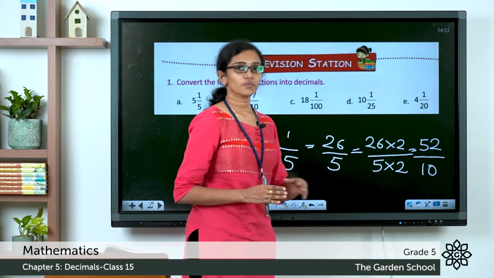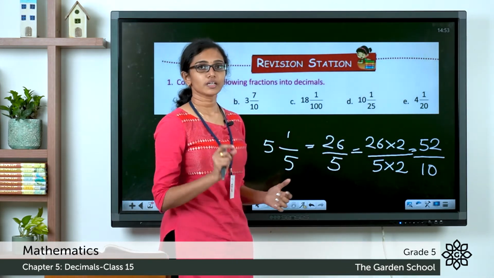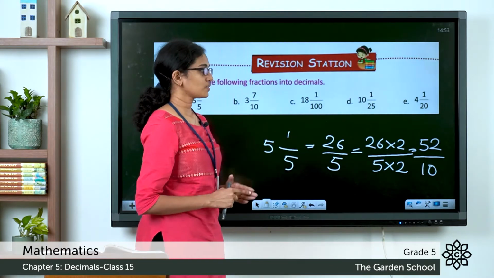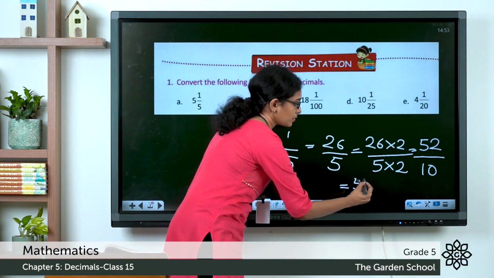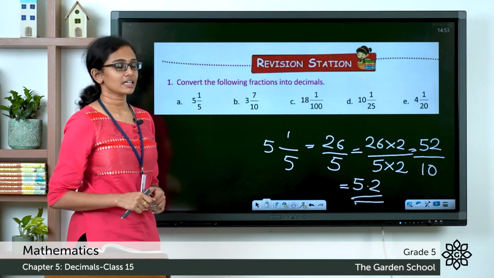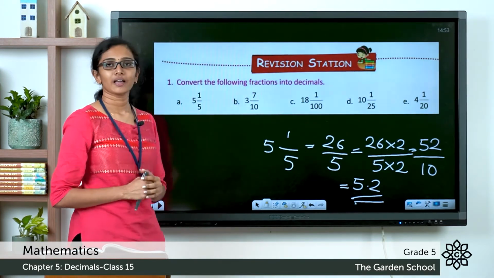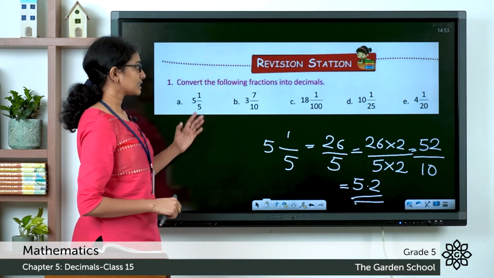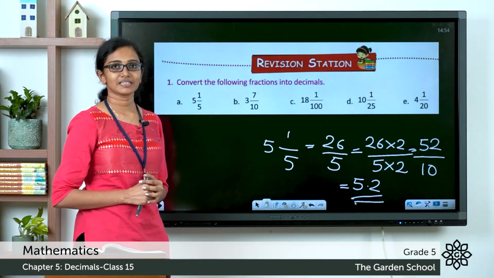There is 1 zero in 10. So count one place from the right to the left and put the decimal point. So 52 by 10 will be equal to 5.2, which is the corresponding decimal number to the fraction 5 1 by 5. I hope this is clear to you. Similarly, you can complete all the other 4 questions from question number 1.